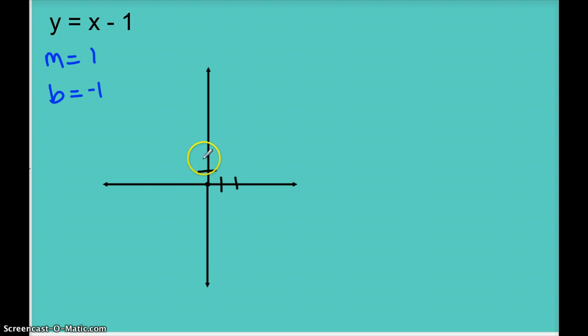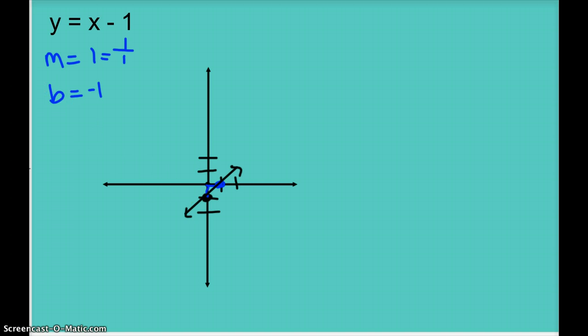So on my graph, first thing I need to plot is the y-intercept. That was -1, so I'm going to come down to -1. And my slope was 1, so I can rewrite that as 1 over 1. So from here, I'm going to rise 1, and I'm going to run 1. And there's my next point. So connect those, and we're done with that line.